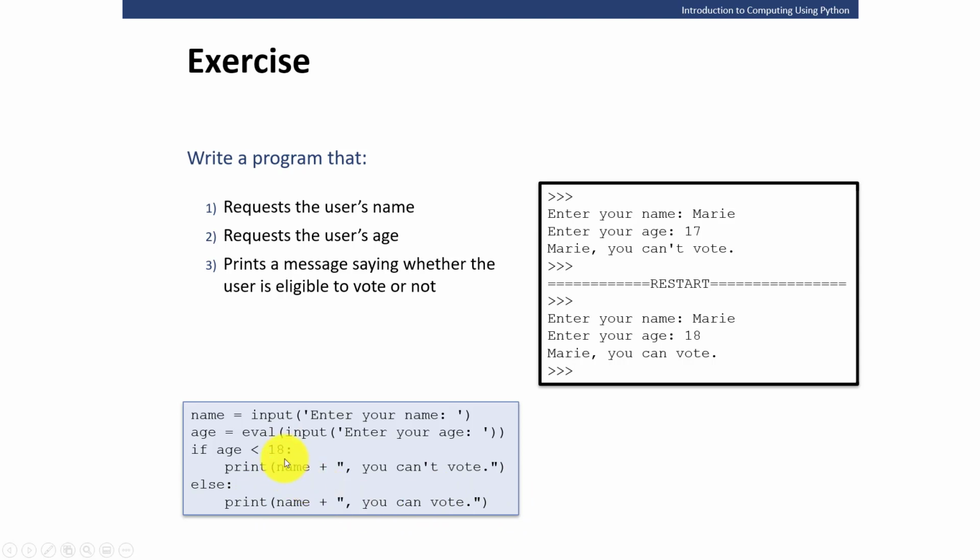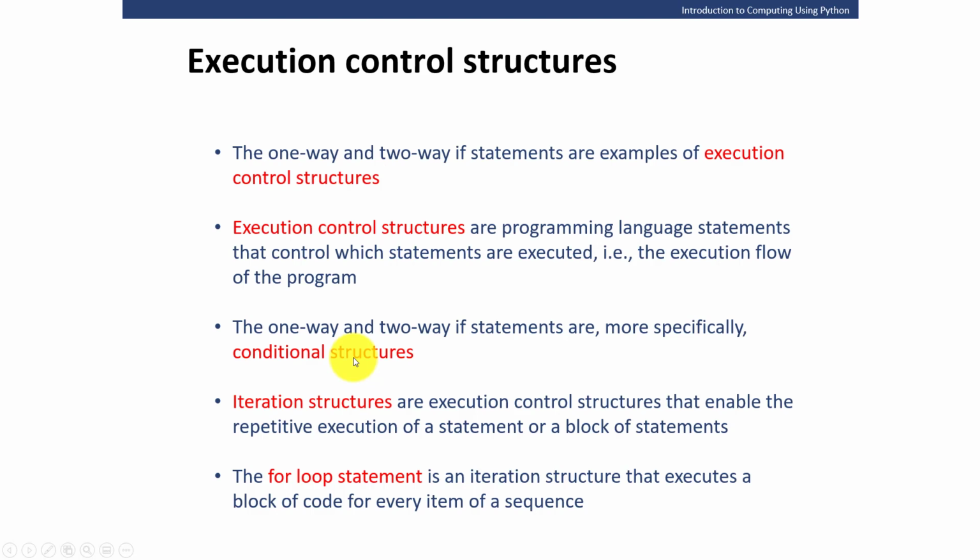Another way to implement this function is to say if age is greater than or equal to 18, print name plus you can vote. Else, print name plus you cannot vote. Okay, so guys, when it comes to Python, there is something called execution control structures.